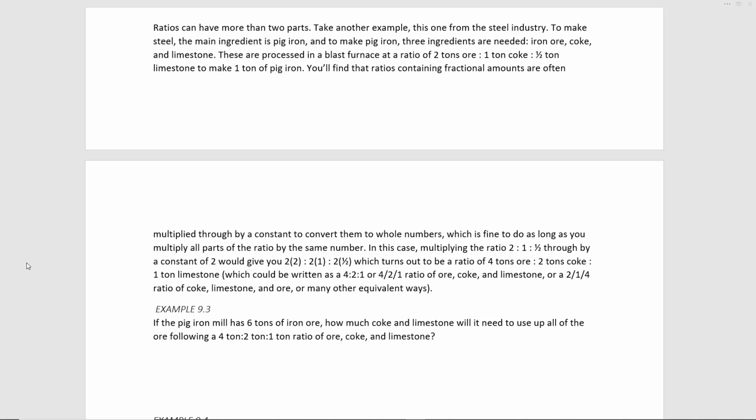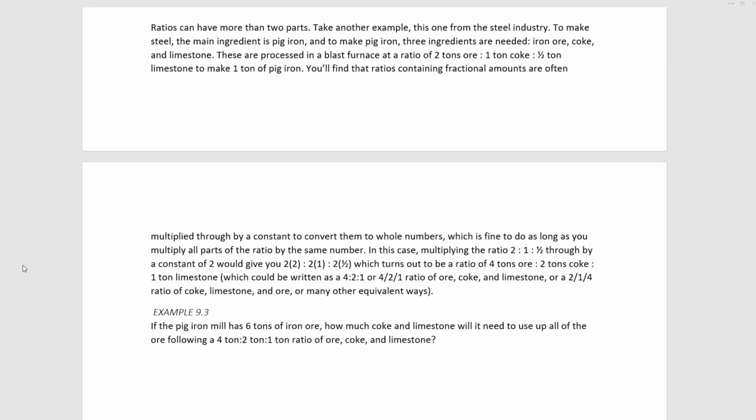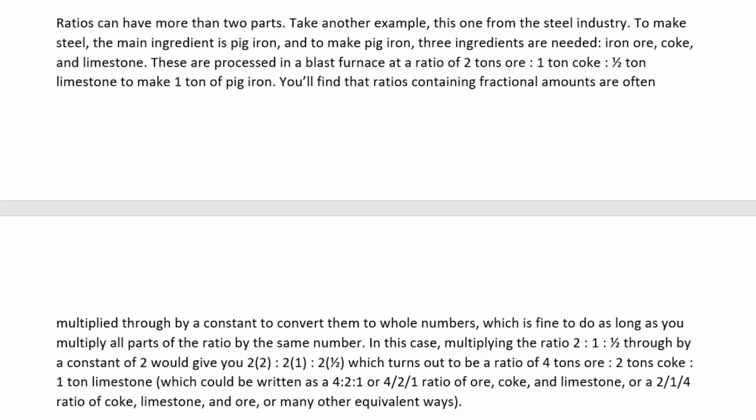In this video, we're going to continue talking about ratios. In the last video, we talked about a 3-to-1 ratio, but ratios can have more than two parts. Take another example, this one from the steel industry. To make steel, the main ingredient is called pig iron. And to make pig iron, 3 ingredients are needed.